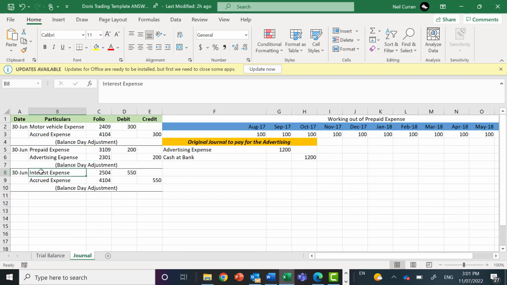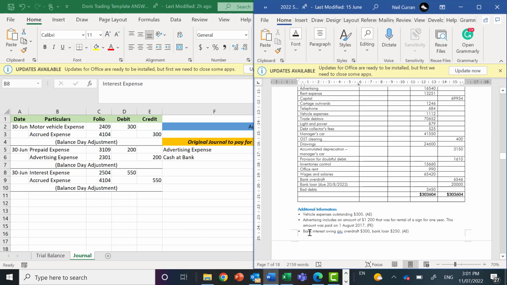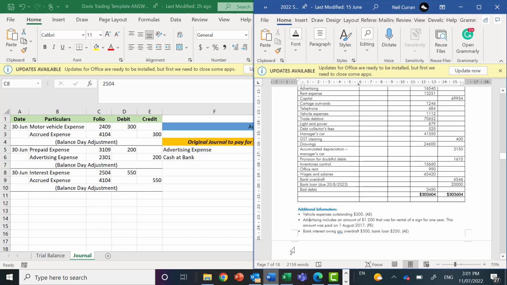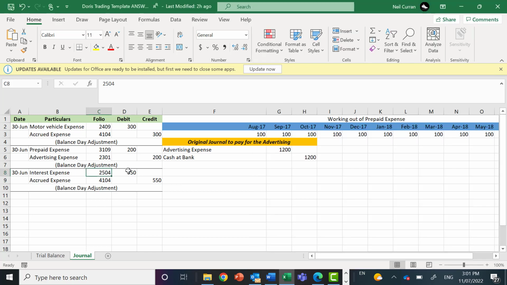And this one here is an accrued expense. We're going to have interest expense here with the account number 2504. Now you can actually have two individual accrued expenses here, but I've combined them into one because essentially we have interest expense for both the overdraft and the loan. So I've combined them together to give one amount here of $550.